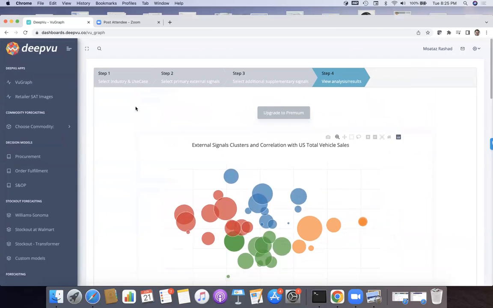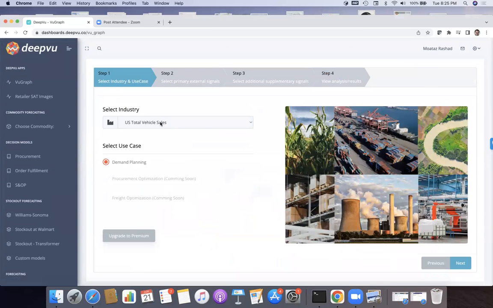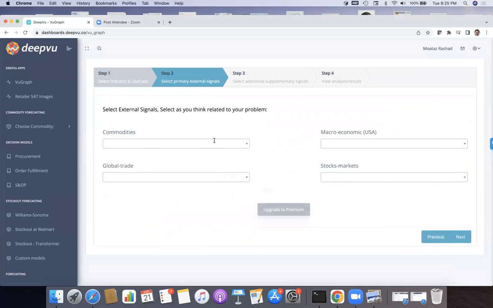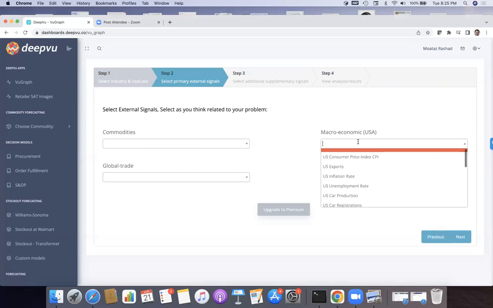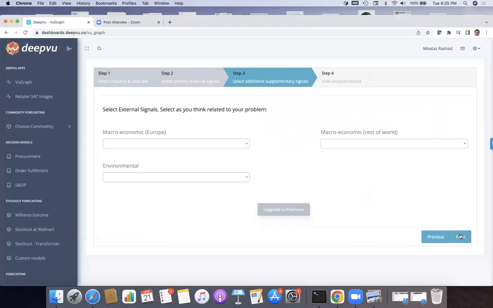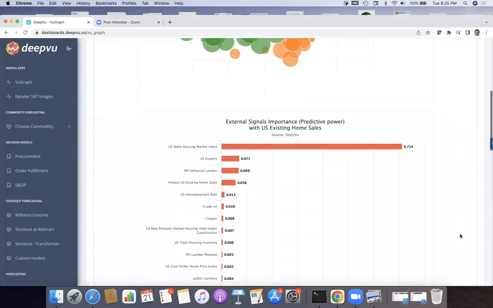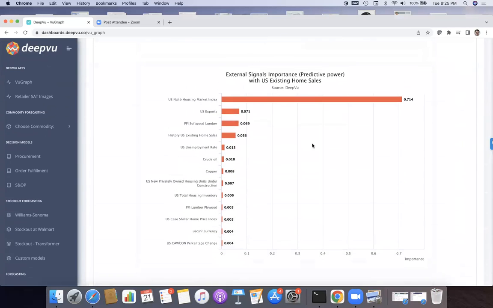If we go back to the first step and run, for example, existing home sales, which is very important in the renovation and home improvement market, for example, where we're active. So you can see, again, I won't select, all the commodities are still here and so forth. I'm just going to click next, next, next. And let's look at the predictive weights now, right?